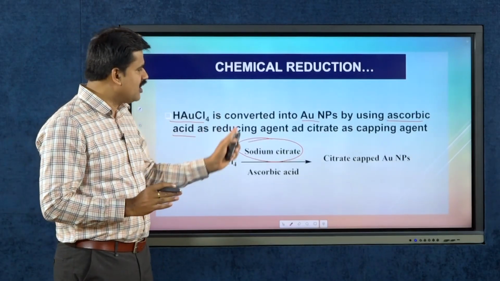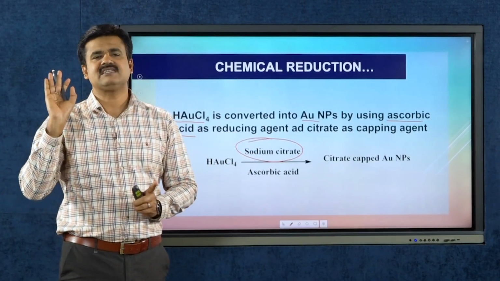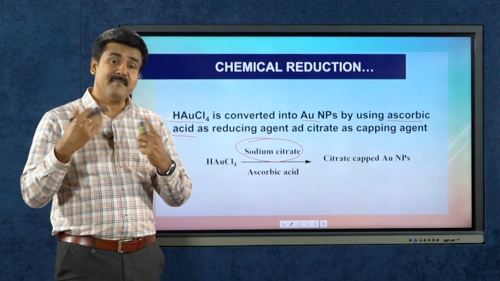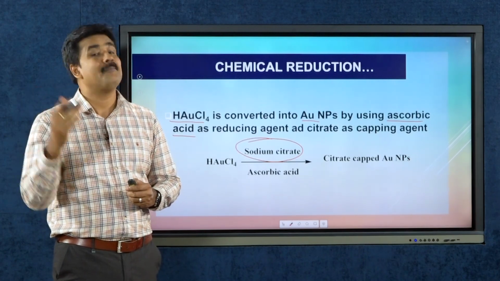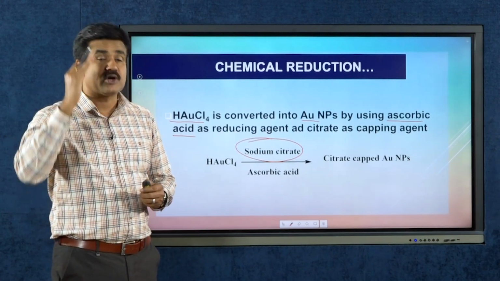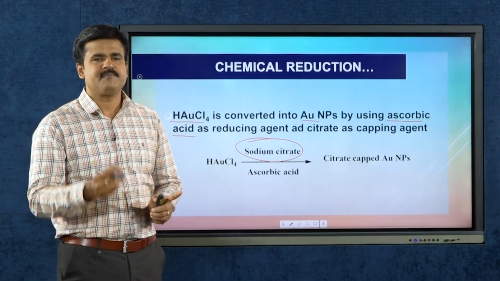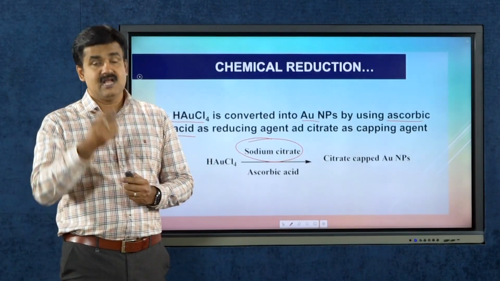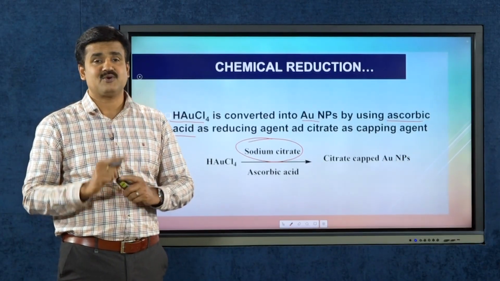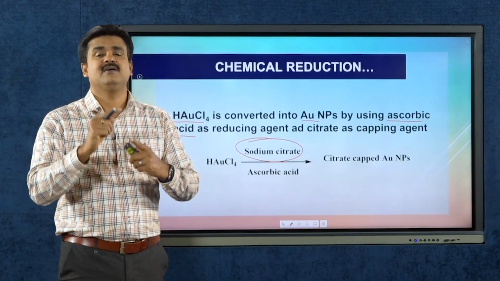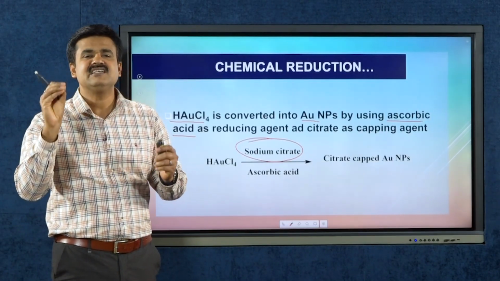Here, if you are performing this reduction with ascorbic acid only, definitely you will get gold nanoparticles, but they may undergo precipitation to produce certain precipitate or the bulk metal back. In order to prevent that, in order to stabilize the gold nanoparticles obtained during this reduction reaction, we are also putting some sodium citrate. Sodium citrate contains citrate ions. Those citrate ions cover or cap the obtained gold nanoparticles, and hence each gold nanoparticle will get stabilized.